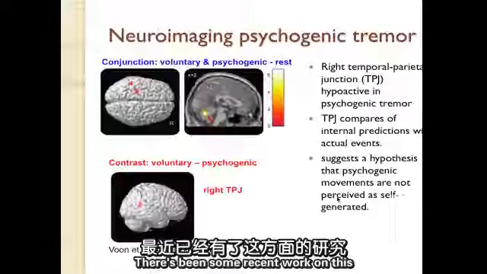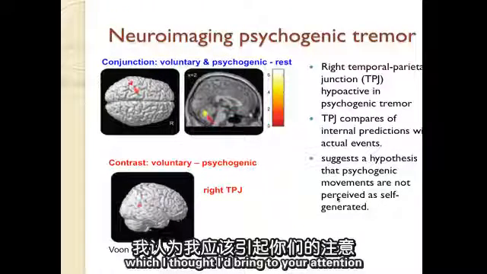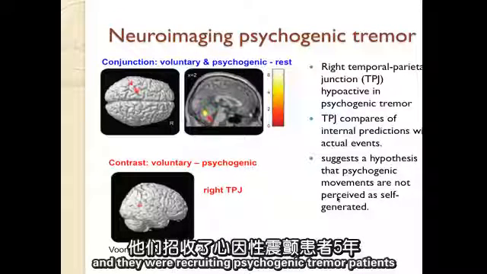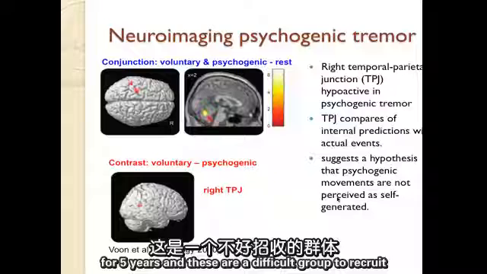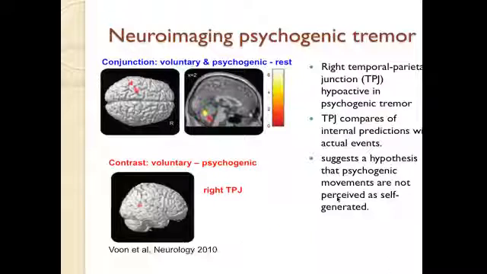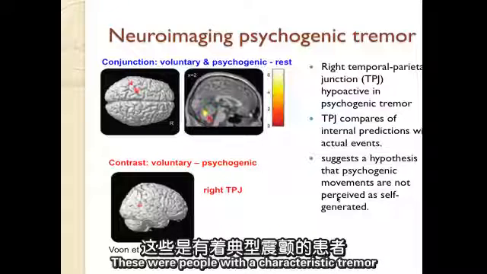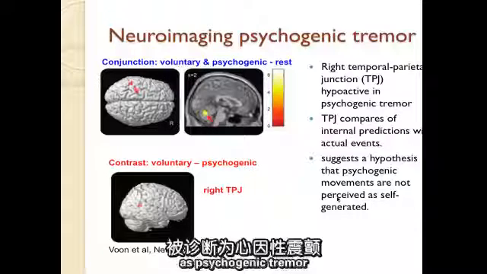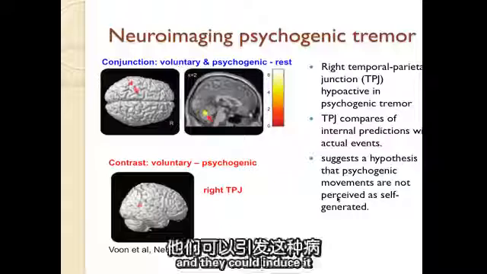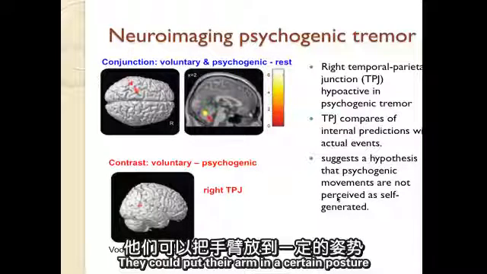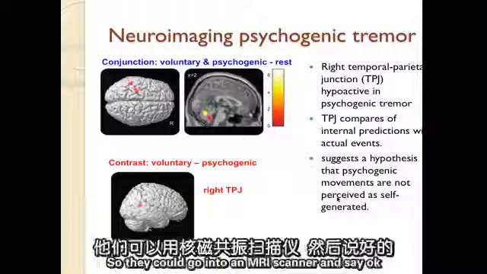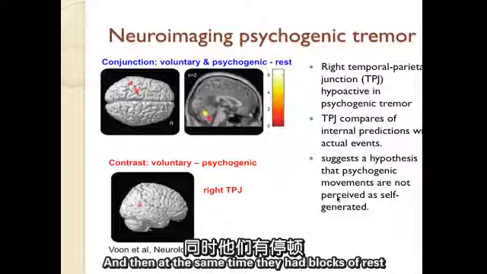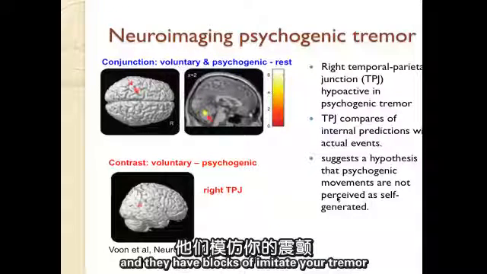And there has been some recent work on this, which I thought I'd bring to your attention. This is work done at NIH in Mark Hallett's lab, and they were recruiting psychogenic tremor patients for 5 years. And these are a difficult group to recruit. They had 8 patients. These were people with a characteristic tremor that was clinically diagnosed as psychogenic tremor or a form of conversion disorder, and they could induce it. They could put their arm in a certain posture and the tremor would start, and then they could stop it. So they could go into an MRI scanner and say, okay, induce your tremor, and off the conversion tremor would go. And then at the same time, they had blocks of rest, and they had blocks of imitate your tremor.